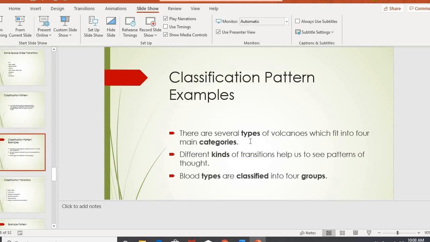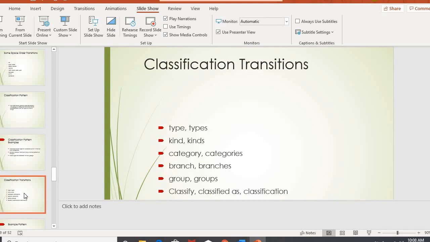So they may say things like this. There are several types of volcanoes that fit into 4 categories, different kinds of transitions. Blood types are classified into 4 groups. So some transition words will be kinds, categories, groups, branches to let you know that they are breaking something down.